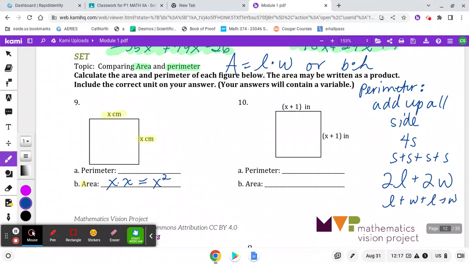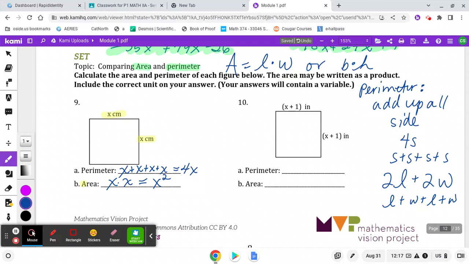So let's keep these all in the back of our minds depending on the size of the shape. But in this case, we've got a square. So my perimeter would be x plus x plus x plus x, or 4x. How'd you do? Pause it, try the next one.